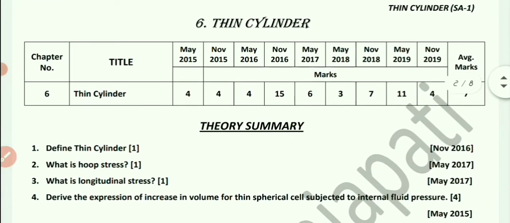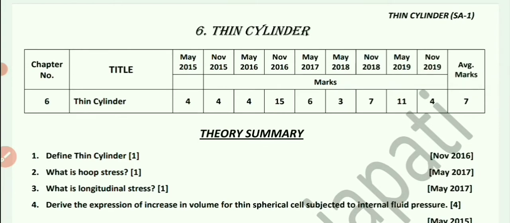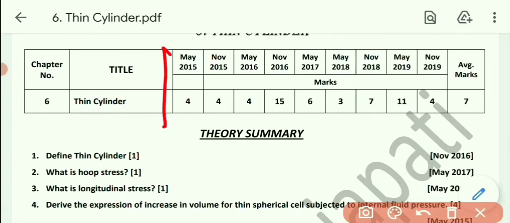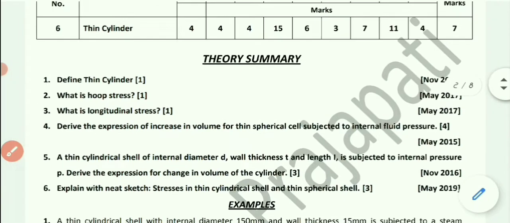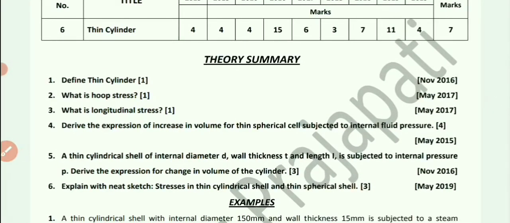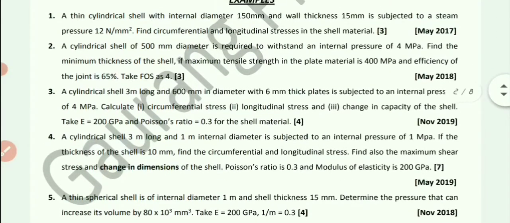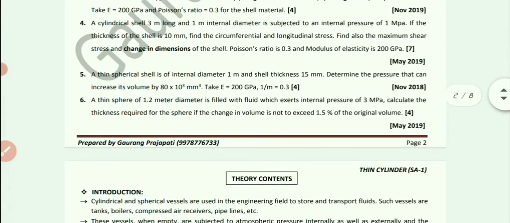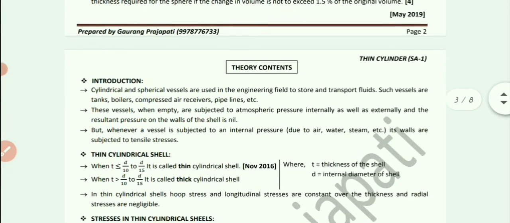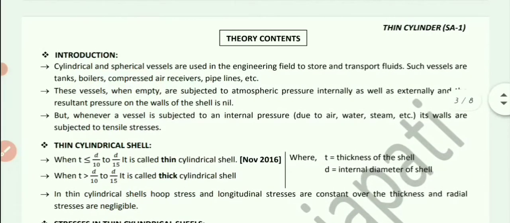So, this is the weightage of the chapter in all the previous examples from May 2015 to November 2019. You can see over here. On an average the weightage of this chapter in the GTU examination is 7 marks. Now over here you can see the theory summary of the chapter which has been asked in the exam, and over here you can see the examples of the chapter which have been asked in the exam, which have been solved in all the examples in this video.